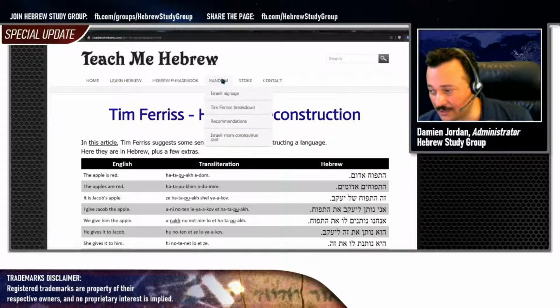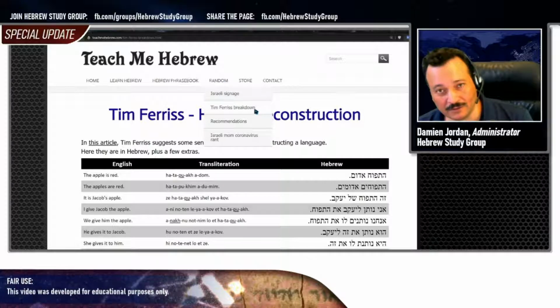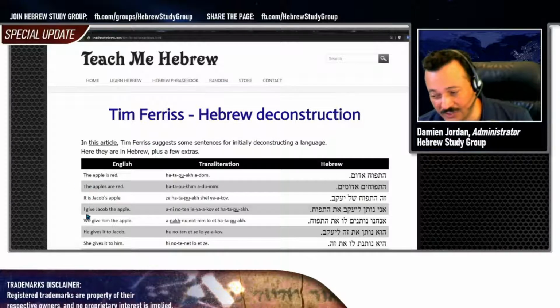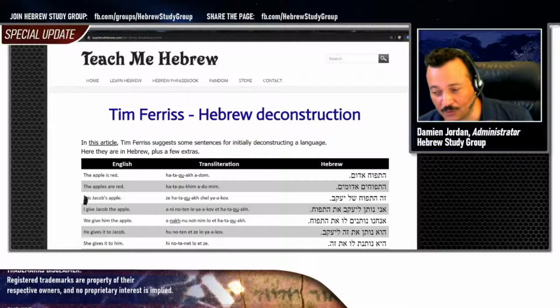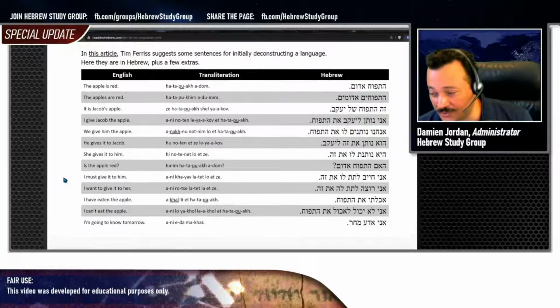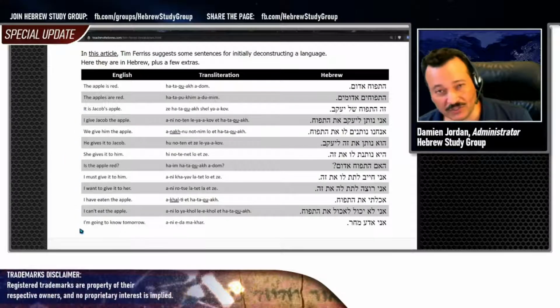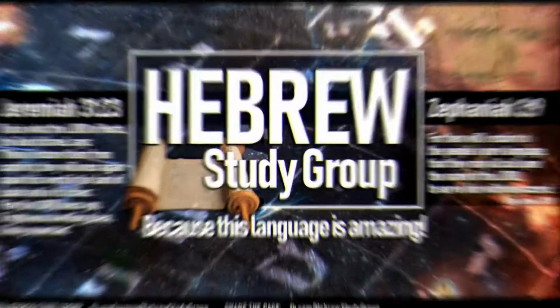So once again, just mouse over random and then Tim Ferriss breakdown and you'll see these sentences right here. We're just taking 3, okay, at a time. And as you scroll down, you'll see that there aren't that many. But these sentences right here basically crack the code with respect to Hebrew grammar.